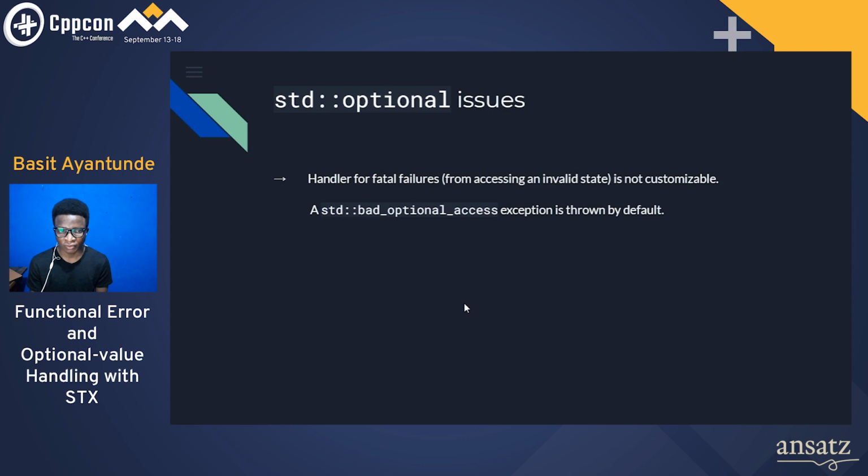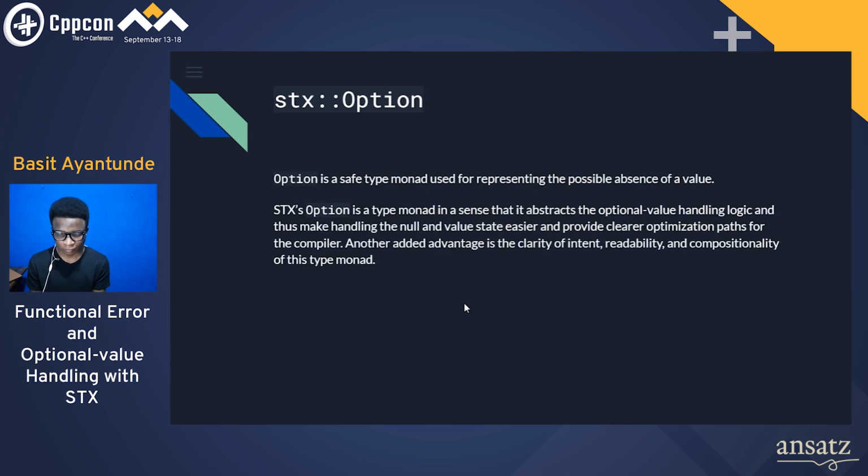Another major issue, which I think is the major difference I see between these optional implementations, is the handler for fatal failures from accessing an invalid state, i.e. when you try to get a value from an optional that doesn't have a value, the handler is not really customizable. In the std optional case, it throws a std bad optional access exception by default.